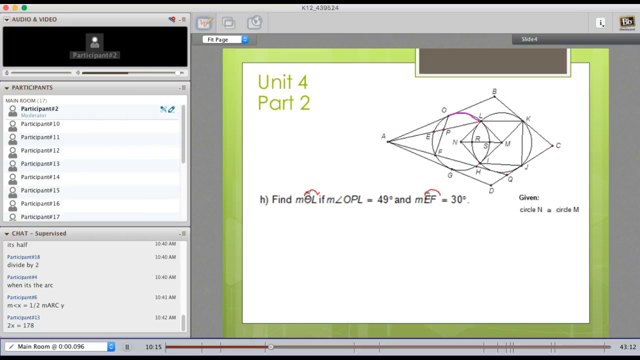One thing that might help is to grab your colored pencils and color code and see if that would help. Okay, so we're looking for the measure of arc OL. We have angle OPL, and we have the measure of arc EF.